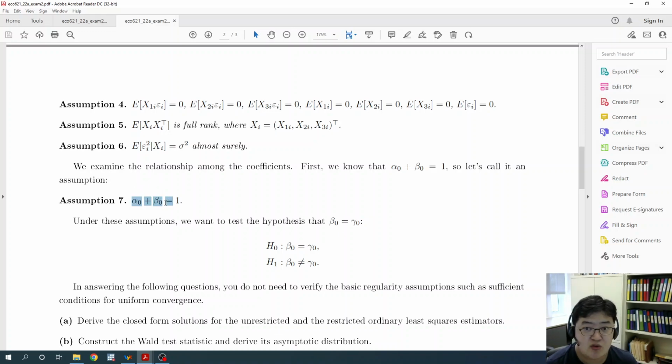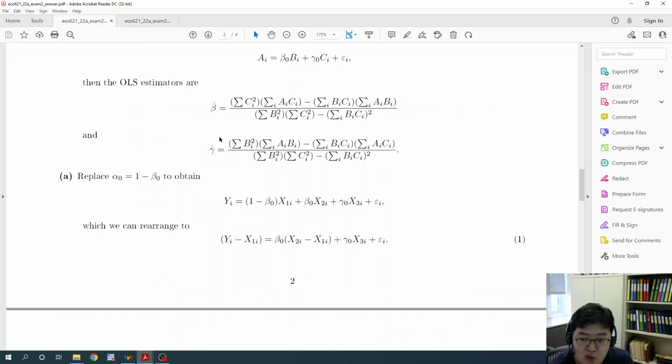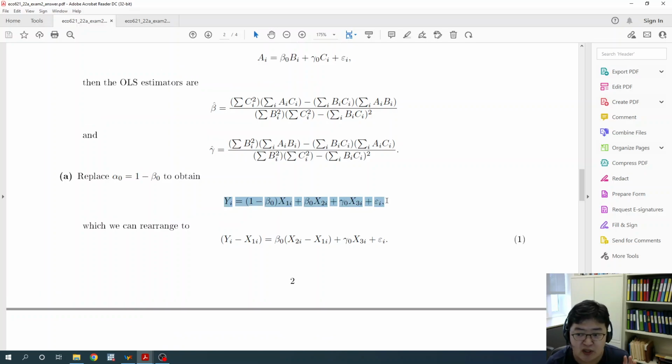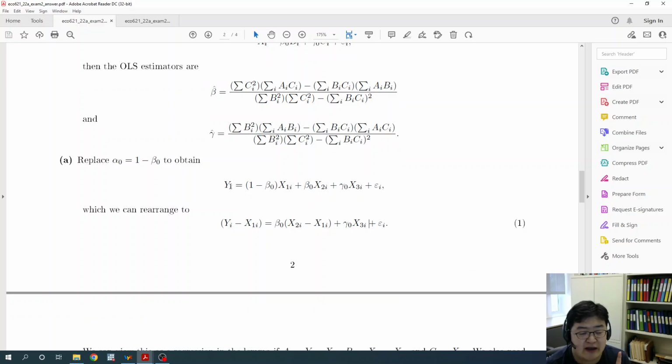We know this is true, so we have to utilize this in our estimation. Technically, you may use this as a constraint in the minimization of the least squares problem. That is good, but that's not the best way. A better, more clever way is just replacing alpha with 1 minus beta. Then you get this, and many of you have done up to this point, but you have to do one more step.